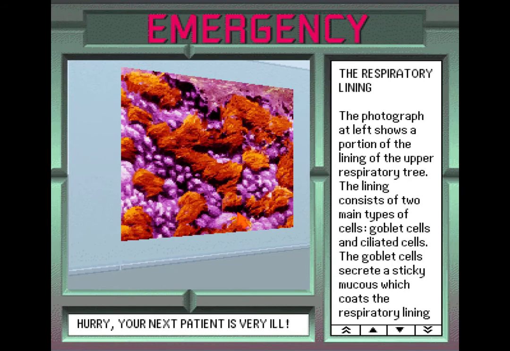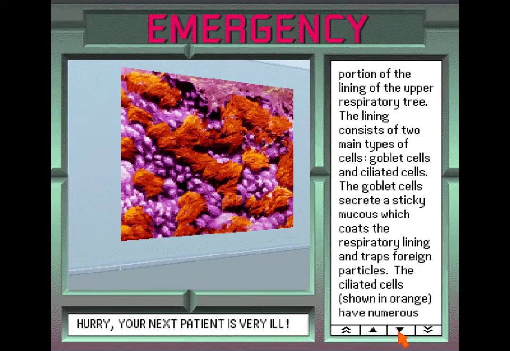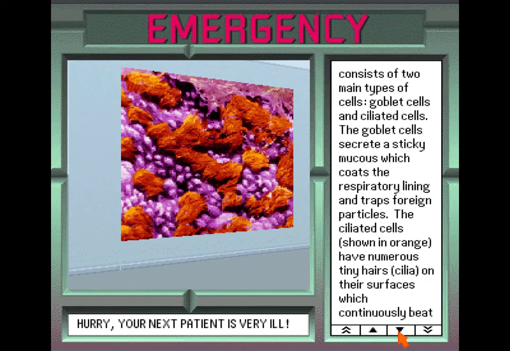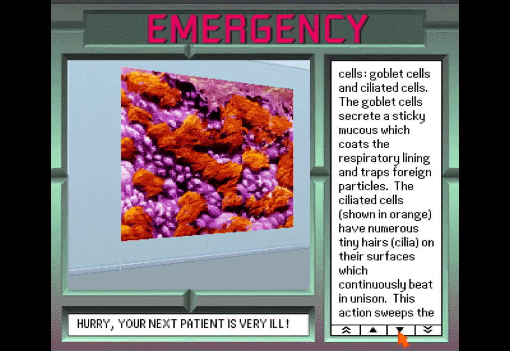The respiratory lining. The photograph at left shows a portion of the lining of the upper respiratory tree. The lining consists of two main types of cells, goblet cells and ciliated cells. The goblet cells secrete a sticky mucus which coats the respiratory lining and traps foreign particles. The ciliated cells, shown in orange, have numerous tiny hairs, cilia, on their surfaces which continuously beat in unison. This action sweeps the sticky mucus with its trapped particles up and out of the lungs.